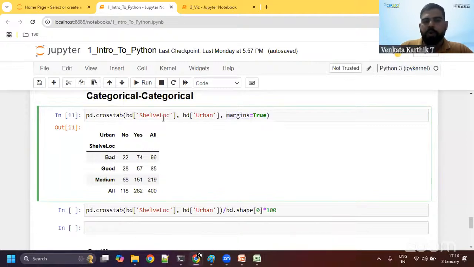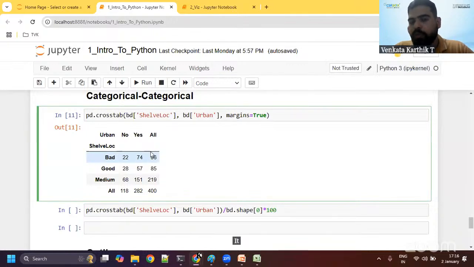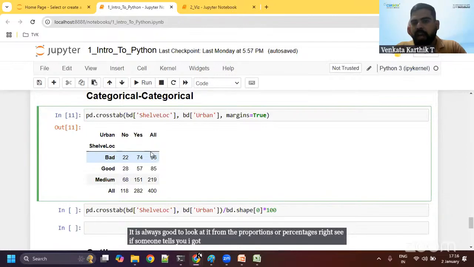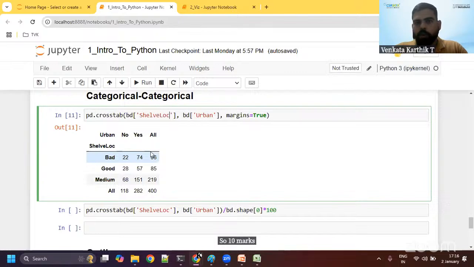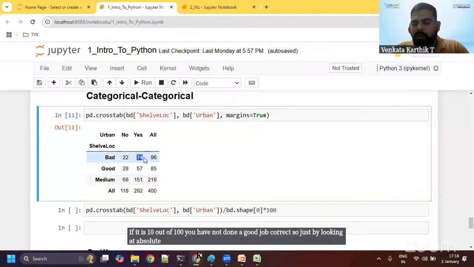Perfect. Now, sometimes looking at absolute numbers may not be so meaningful. It is always good to look at proportions or percentages. If someone tells you, I got 10 marks, you don't know 10 marks out of how much, to tell whether that person has done a good job or not. If 10 out of 10, excellent. If it is 10 out of 100, they have not done a good job. So just by looking at absolute numbers, sometimes it may not be very meaningful.